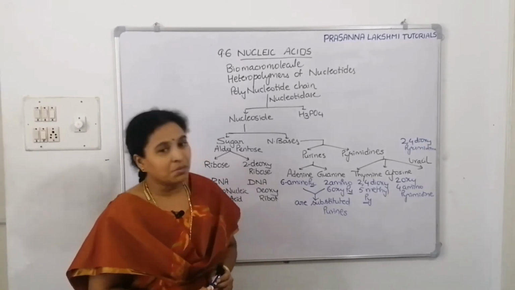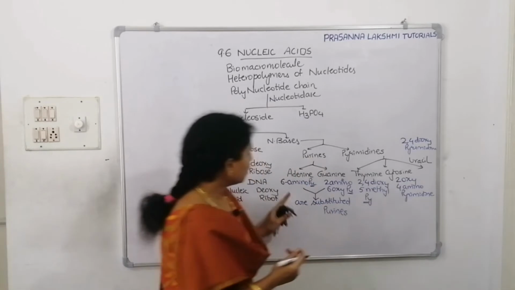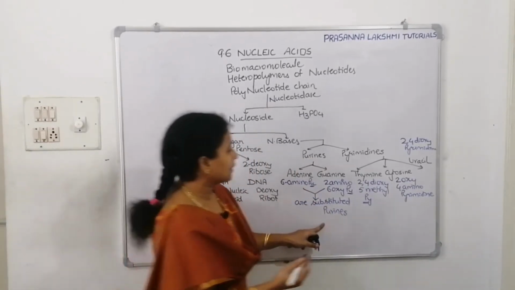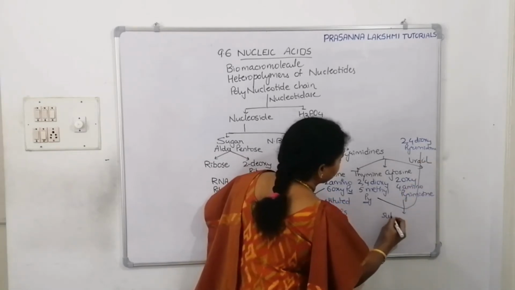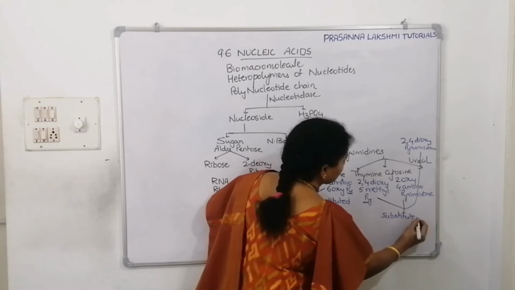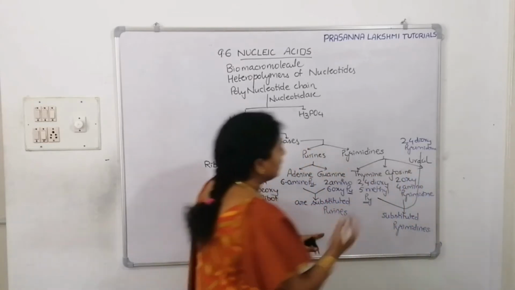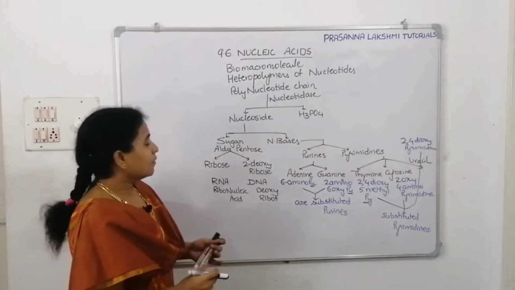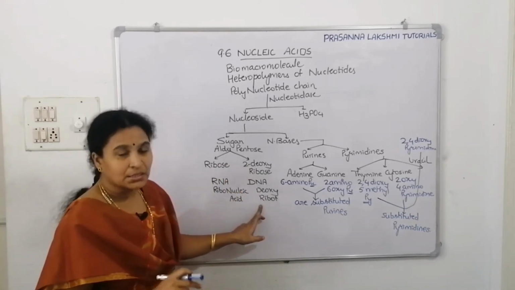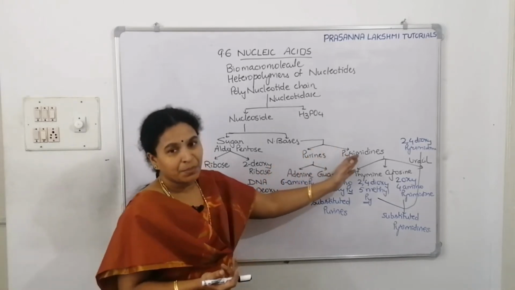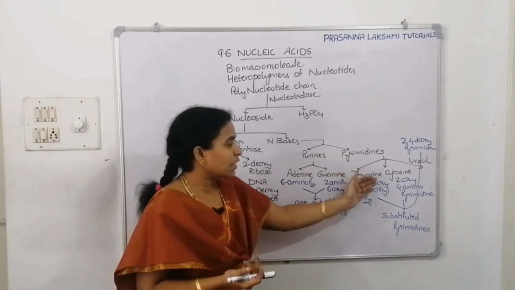Can we then say thymine, cytosine, uracil are substituted pyrimidines? Yes. So as we told, adenine and guanine are substituted purines. Likewise, thymine, cytosine, uracil are substituted pyrimidines. Now, we have seen two types of sugars, either ribose or deoxyribose. We have seen two types of bases, purines and pyrimidines. Purines of two types, adenine, guanine. Pyrimidines, three types, thymine, cytosine, uracil.